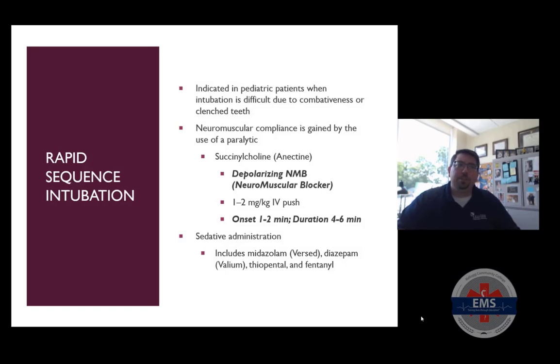For rapid sequence intubation, we know it's indicated in pediatrics where intubation is difficult due to combativeness or clenched teeth. We're going to use a neuromuscular blocking medication in the form of a paralytic to paralyze. Typically, we would use succinylcholine, as it's a depolarizing neuromuscular blocking agent. The dose for that is typically 1 to 2 milligrams per kilogram IV push, and the onset is rather short at 1 to 2 minutes, but it only lasts for about 6. Again, from there, we're also going to do our sedative administrations, which could be Versed, Valium, fentanyl, ketamine, you name it.